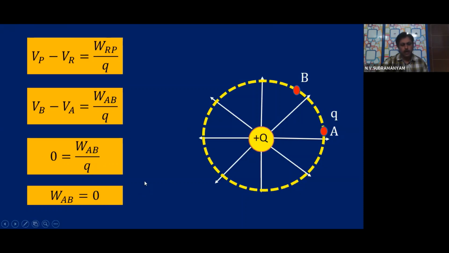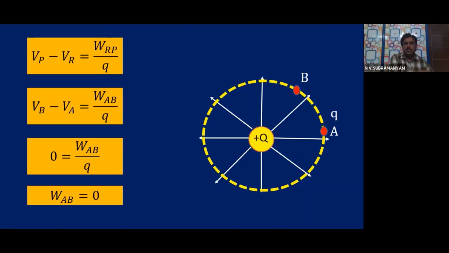Very, very important point, children. The work done to move a charge on an equipotential surface is 0. So if I have, for example, an equipotential surface around a charge, the work done to move the charge from A to B on the surface is 0. Okay. So it's a very, very important thing.